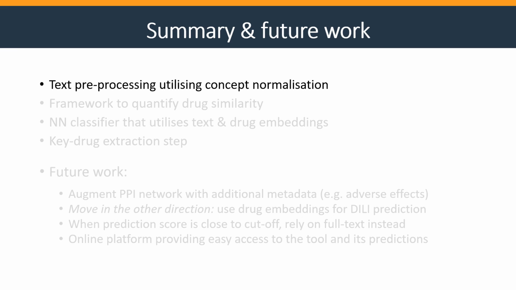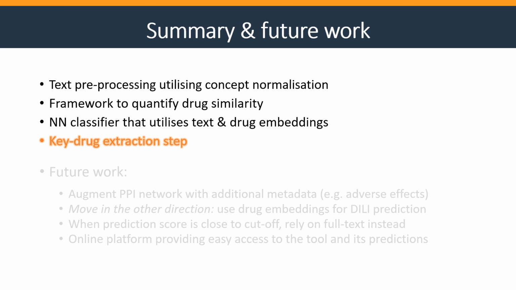So now I am going to summarize everything and also focus on future work. First of all, at the very beginning of this presentation, I introduced a text preprocessing pipeline that is not only able to normalize text, but also concepts, with those concepts being drugs, diseases, and species. I then introduced a framework that is able to quantify drug similarity, but also encode this additional information in such a way that we can naturally introduce it to our neural network classifier. We then showed that by augmenting this classifier so that it utilizes both text and drug embeddings, we get improved performance. And then finally, I briefly talked about our Key Drug Extraction step that is trying to link DILI-positive papers with the drugs that they are referring to.